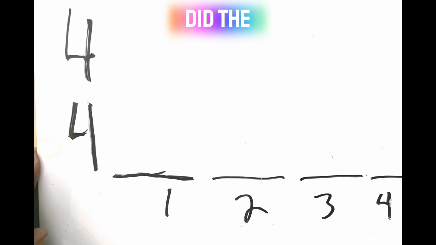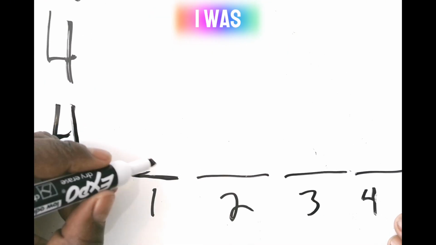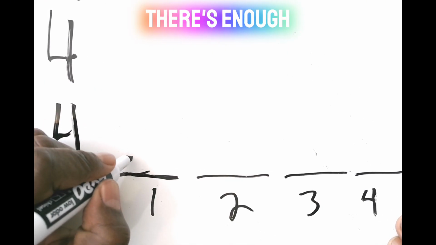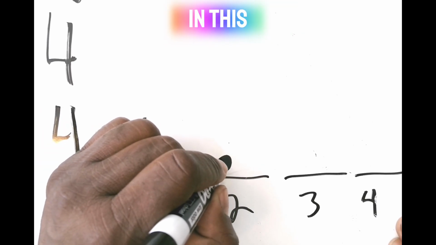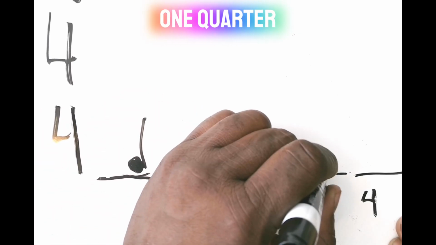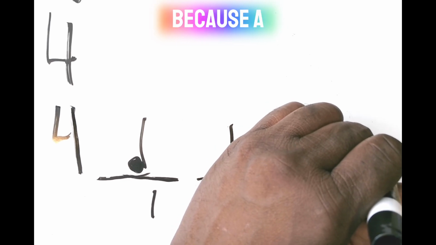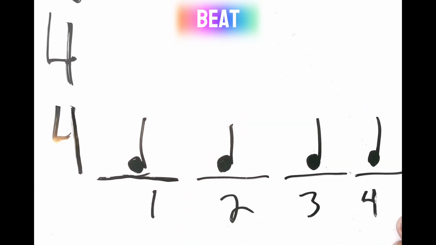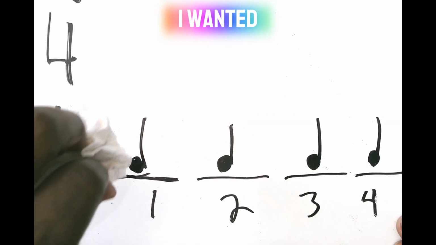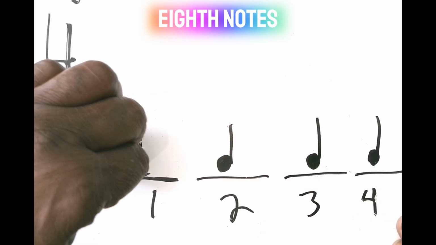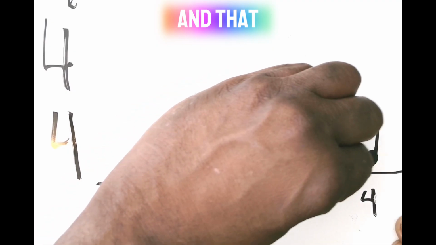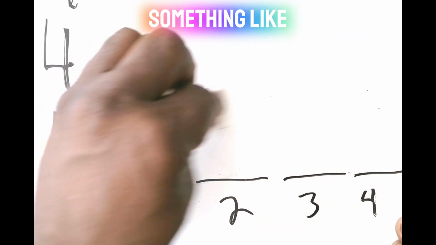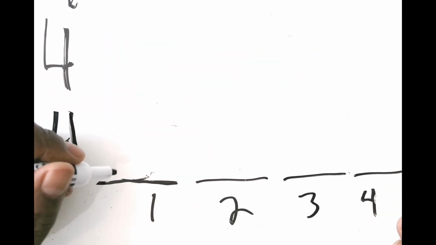Now we already did the whole note. We already did the half note. So if I was to go with quarter notes, right? So there's enough space for me to fit 4 quarter notes in this measure. And I could fit 1 quarter note in each space because a quarter note is equal to 1 beat. Now if I wanted to go to the 8th notes, I could fit 2 8th notes in each beat. And that would look something like this.